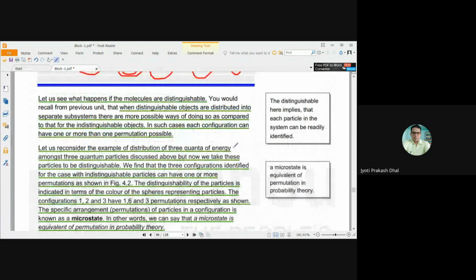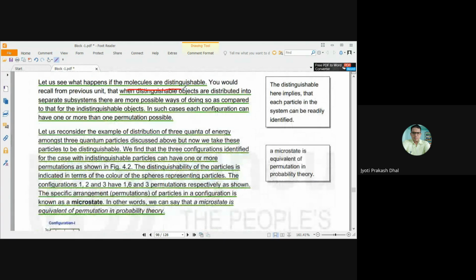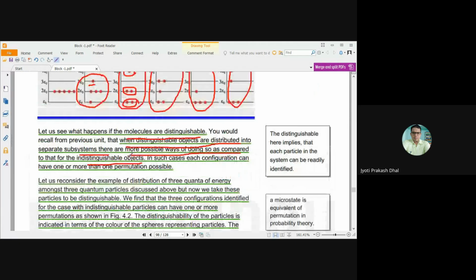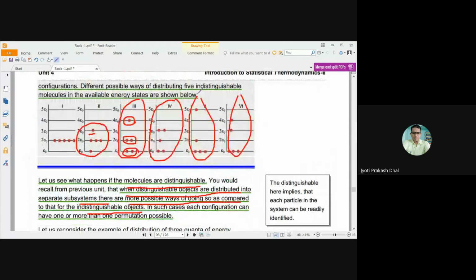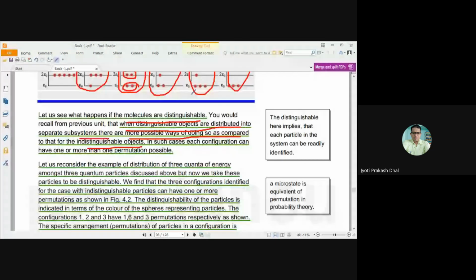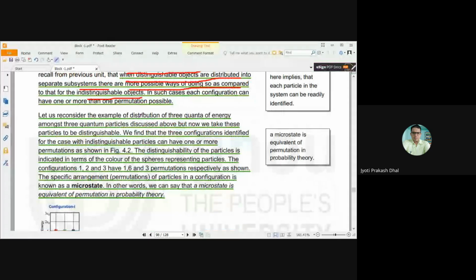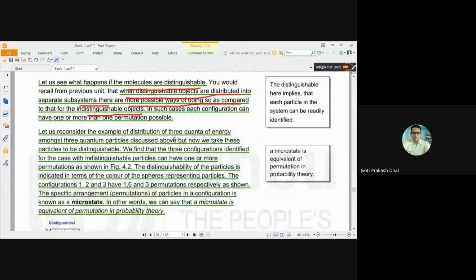Now let us see what happens if the molecules are distinguishable. When distinguishable objects are distributed into separate subsystems, there are more possible ways of doing so as compared to indistinguishable objects. In the previous case, we discussed that the 5 molecules are indistinguishable. That means the 5 molecules are equivalent. But here in the second case, we will discuss that the 5 molecules are different. So if the 5 molecules are different, then the number of possible ways of arrangement will be more.